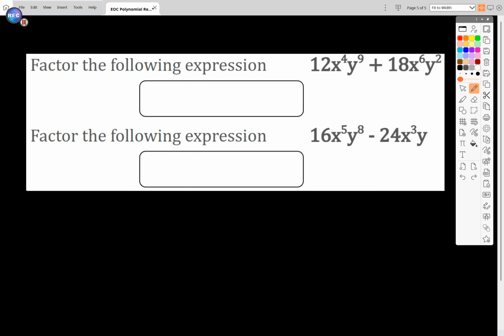Alright, this is just a factoring lesson. If you watched the quadratic video, we did some of this, right? But it's simple. You want to first find the greatest common factor between the coefficients, and then you need the lowest amount of variable, right? Variable exponent.